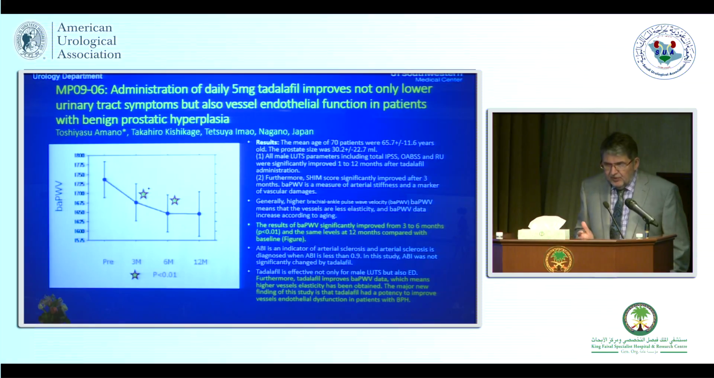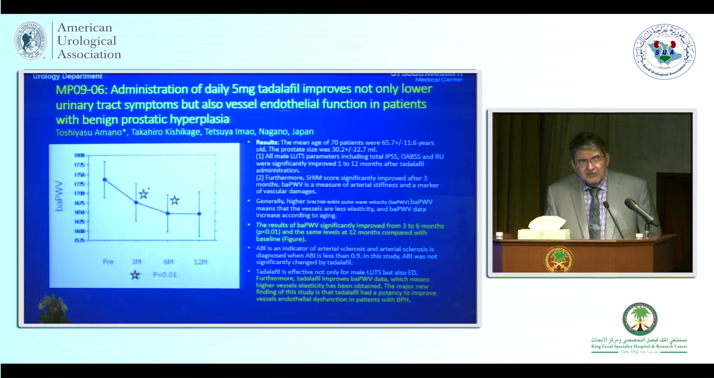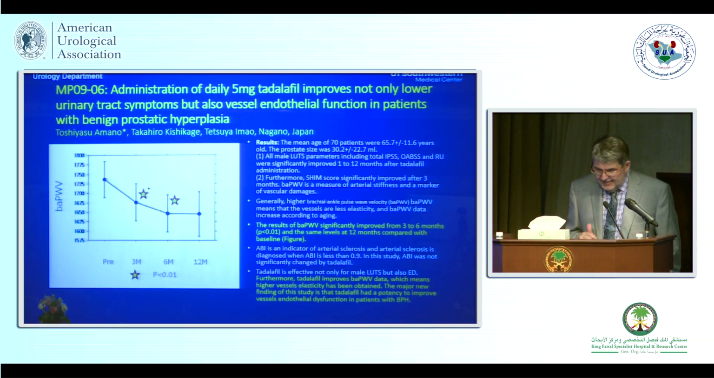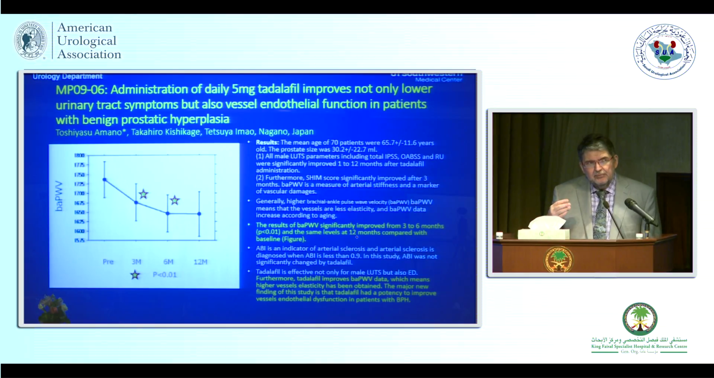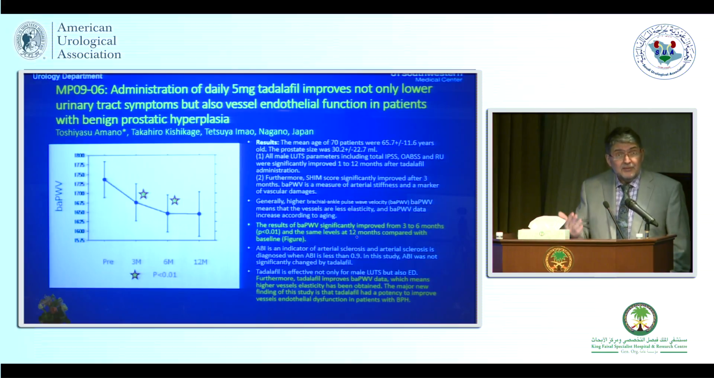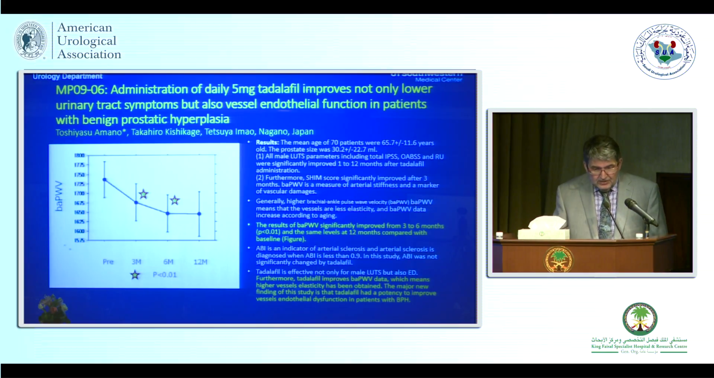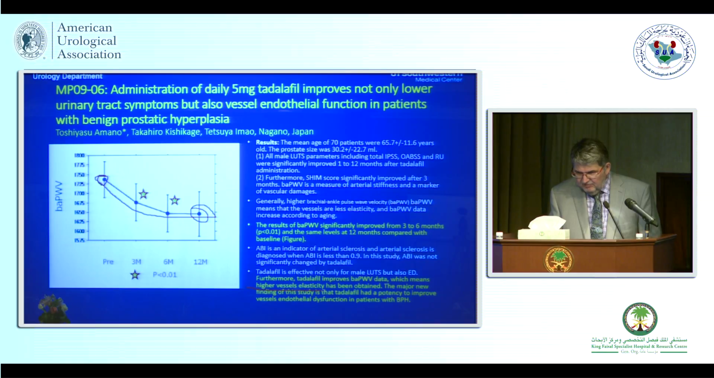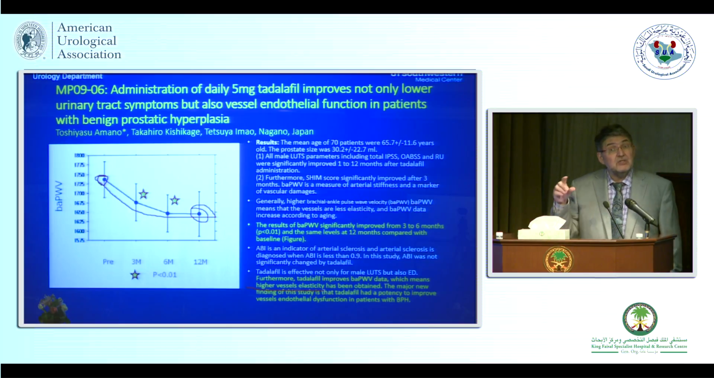Now here's a paper from Nagano in Japan, where they gave tadalafil 5 milligram for men with LUTS, and they demonstrated that there was a decrease in a parameter that is a measure of blood vessel hardness, so a measure of atherosclerosis. And you can see that this measure, the brachial arterial P index, decreases after 3, 6, and 12 months. And they say that tadalafil improves these data, meaning the vessels have more elasticity, and this is a beneficial effect overall.